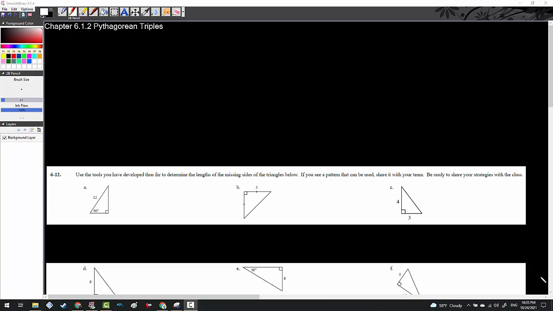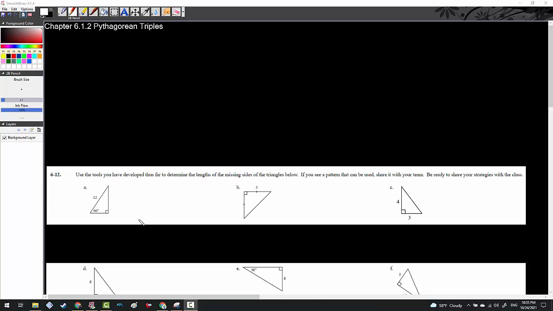In today's episode, we will be discussing Chapter 6.1.2, which is Pythagorean Triples. Pretty straightforward chapter. We're just going to start seeing if there's any patterns in these Pythagorean theorems. Now, in the past, I have asked you to keep some Pythagorean triples in your back pocket, and we'll probably list them out at the end of this lesson.